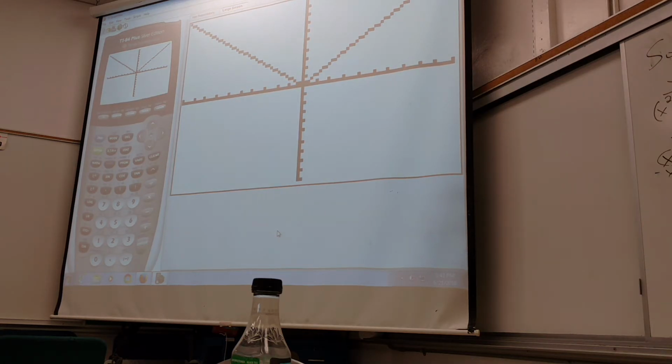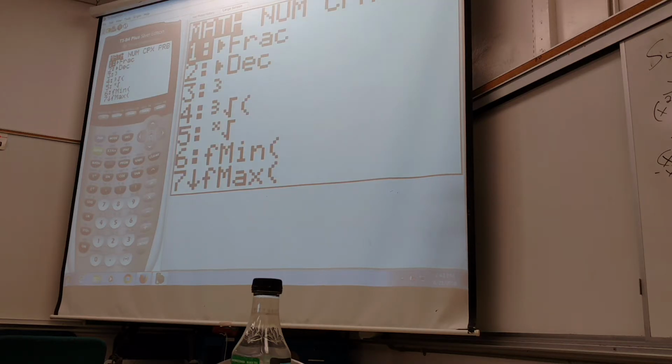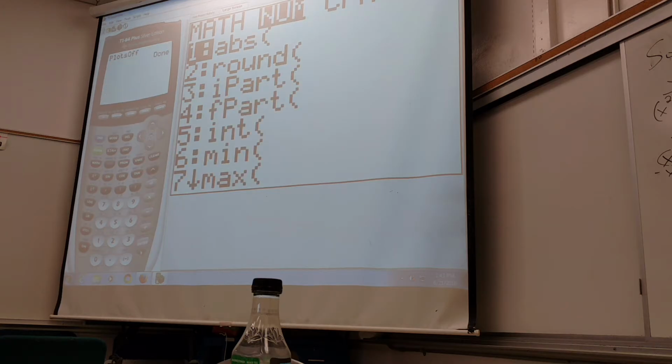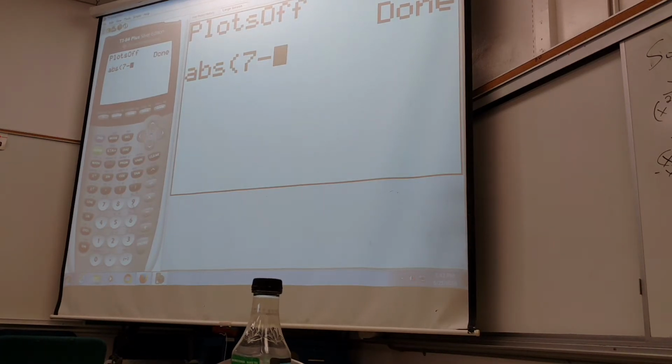So you can actually do stuff like this. You know, absolute value of 7 minus 9. So you can put a whole string of things in there that can work it out for you.